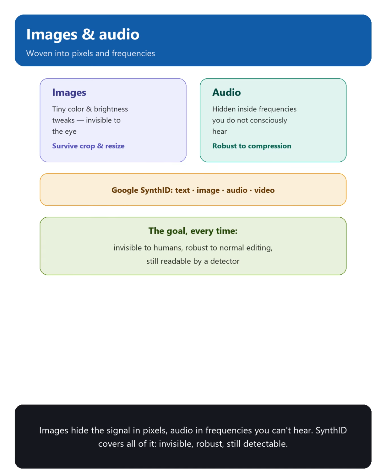Images and audio use a different but related idea. For images, the watermark is woven into the pixels themselves, tiny adjustments to color and brightness that are invisible to your eye but survive cropping, resizing, and compression. Google's SynthID is the best known example, and it now covers text, images, audio, and video. For audio, the signal is hidden inside frequencies you do not consciously hear. The goal in every case is the same. Be invisible to humans, but robust enough to survive normal editing and still be readable by a detector.